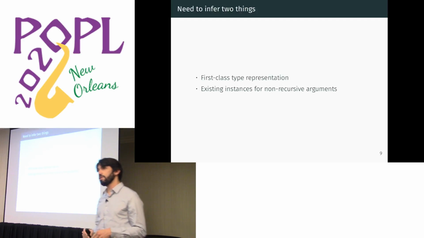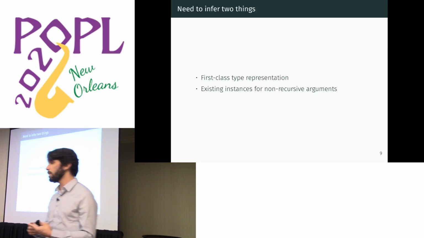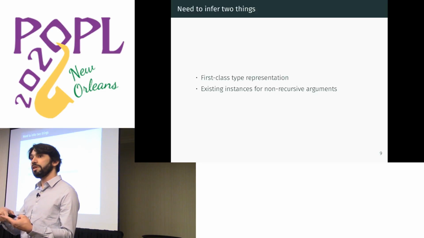There's a couple of things that we need to infer when we're using deriving. We need to infer a first-class representation of the type, like we showed to you. But we also need to infer instances of the type class that we're constructing, for all the non-recursive arguments of the type that we're representing. You see, if we want to define an equality comparison operator for a tree type, it had better be the case that all the arguments of the type are themselves instances of the Eq type class, and we need some way of inferring this.